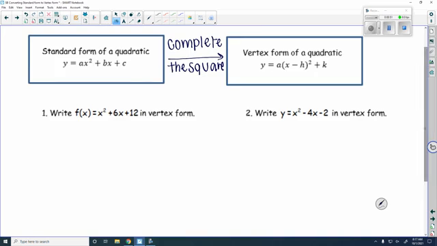So when you see a problem like this first one, write this equation in vertex form, your brain should go, okay, I'm going to complete the square. So that's what we're going to start with, following those 5 steps. So take this equation, and even though it's not equal to 0, it's equal to f of x, we're going to make it equal to 0 so that we can do our complete the square. So we'll have x squared plus 6x plus 12 equal to 0.